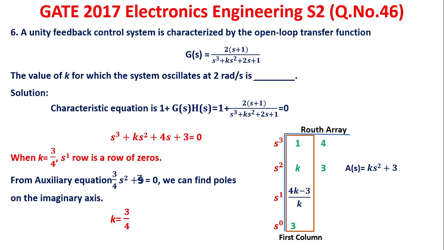Anyway, it doesn't matter. We are not going to solve this, but even then we will correct it. So 3 by 4 s square plus 3 equal to 0 means s square equal to minus 3 divided by 3 by 4. Therefore, definitely imaginary roots. So this is possible only when k equal to 3 by 4. Therefore, it oscillates at that frequency. What frequency? s square equals minus 3 by 3 by 4. When we take the plus or minus j square root of that, we will get that frequency.